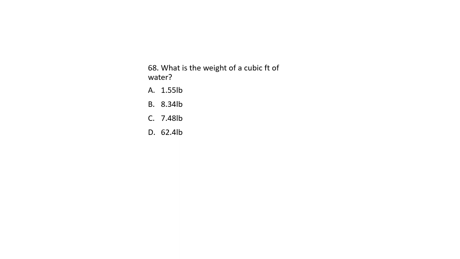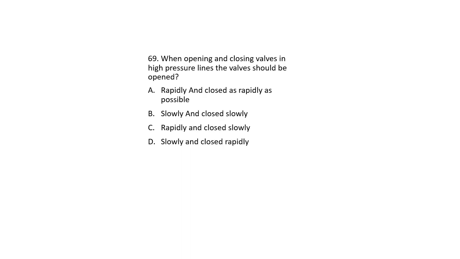What is the weight of a cubic foot of water? 1.55 pounds, 8.34 pounds, 7.48 pounds, or 62.4 pounds? The answer is D. A cubic foot of water is 62.4. When opening and closing valves in high pressure lines, the valve should be opened rapidly and closed as rapidly as possible, open slowly and close slowly, open rapidly and close slowly, or open slowly and close rapidly. And the answer is B. You should always open them slowly and close them slowly because of water hammer, which can cause breakages in your pipes.